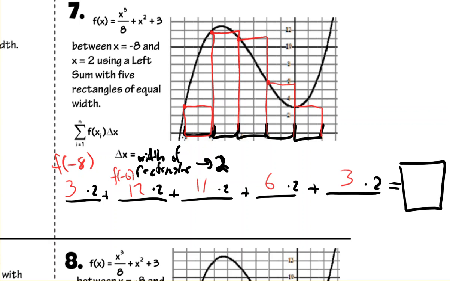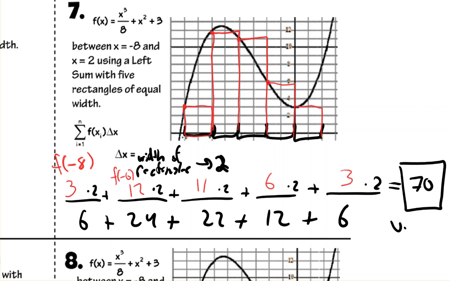Okay, so I had to understand what a left sum was. I had to carefully get the length of each rectangle, or the width or the height, whatever you want to call it. But they all had the same width of 2, so that was okay. So if I take this area plus this area plus this area plus this area plus this area, 5 rectangles total, we would get 70 square units. That would be the left sum approximation.